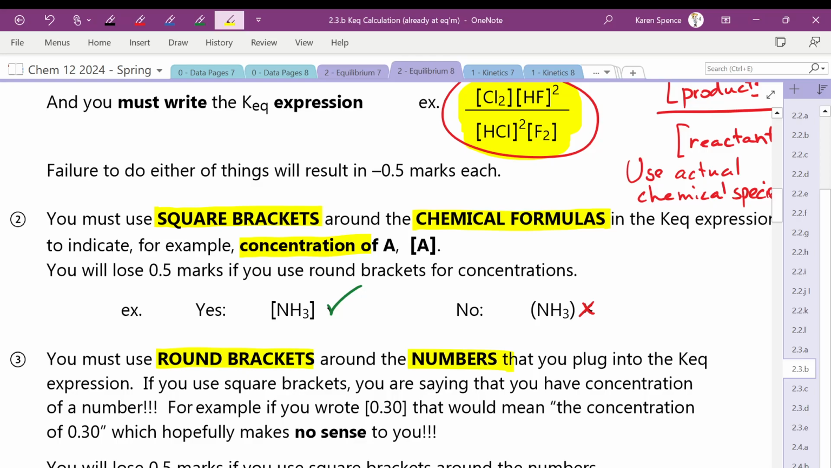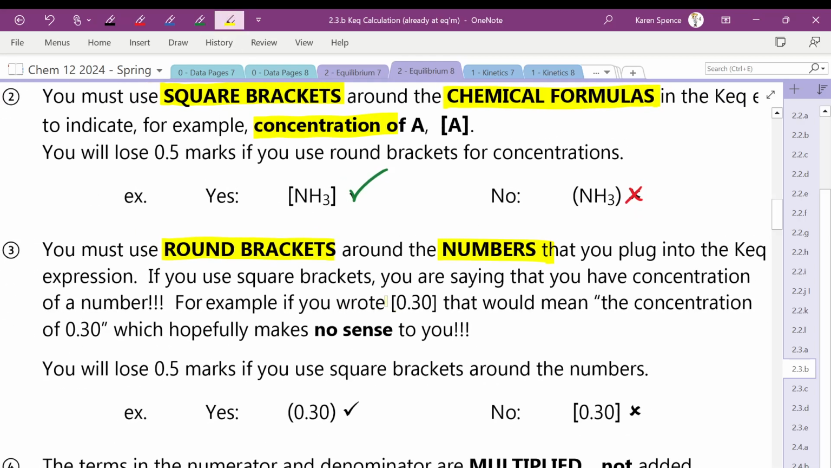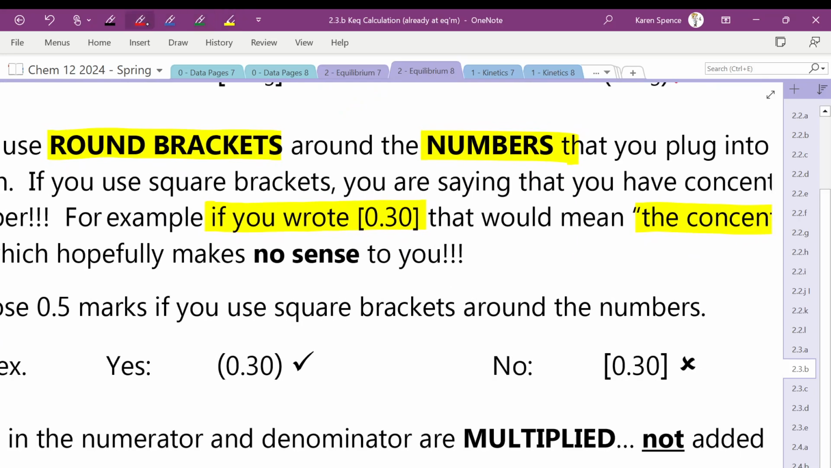You must use round brackets around the numbers when you plug them in, because if you wrote concentration of 0.30, that would mean the concentration of 0.30, which I'm hoping makes no sense to you because it really doesn't make sense. Okay, so when you put in the 0.30 molar, yes, put it in round brackets. No, do not put it in square brackets.